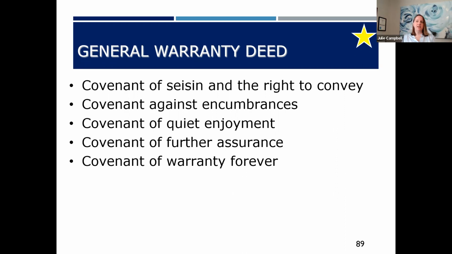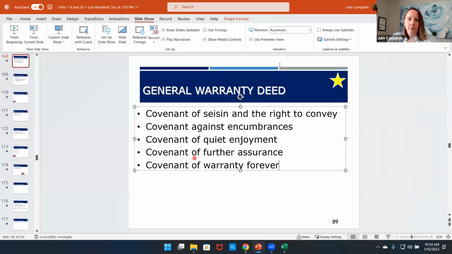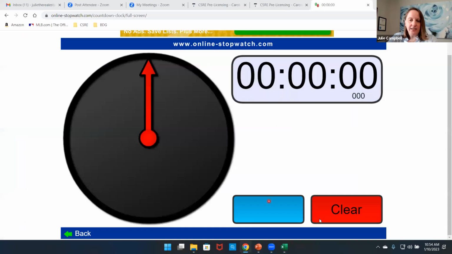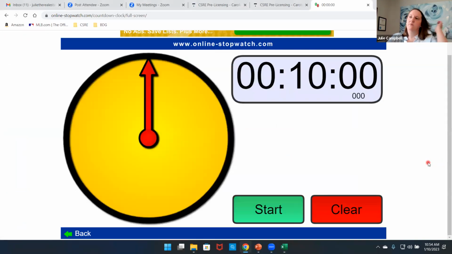So general warranty deed, again, is the best for the grantee because it gives the grantor the greatest amount of liability. Questions on the general warranty deed? Okay, I need coffee. So let's take 10. We come back. We're going to talk about some other types of deeds that we may encounter.